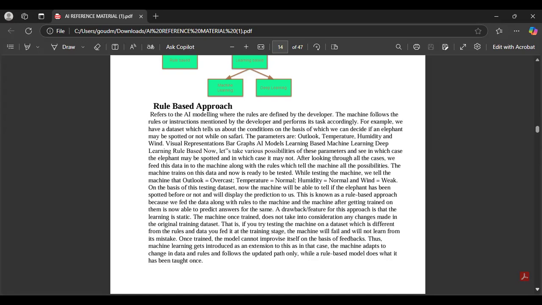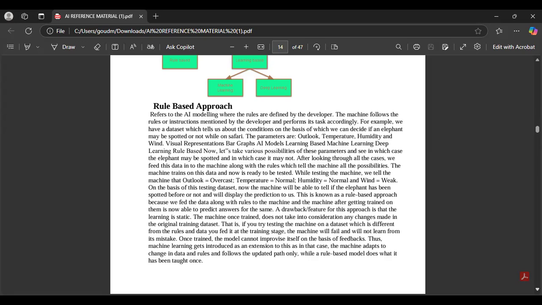So this is our condition. On the basis of these few conditions, we can say whether the elephant is spotted on the safari or not. The parameters here are outlook, temperature, humidity and wind. Visual representation: bar graphs. And AI models: learning based, machine learning, deep learning, rule based.